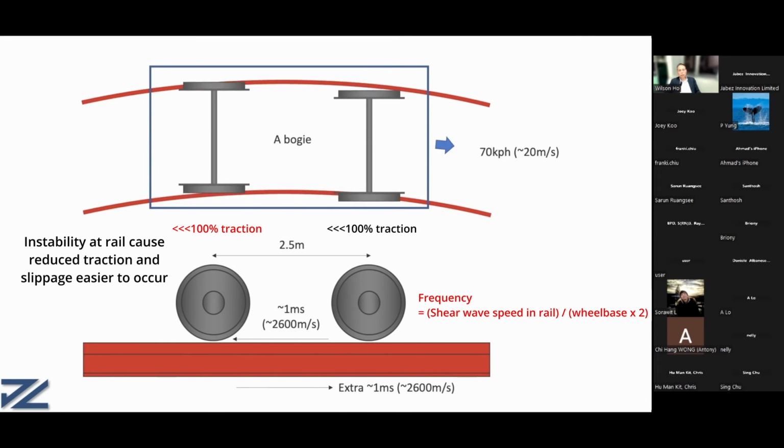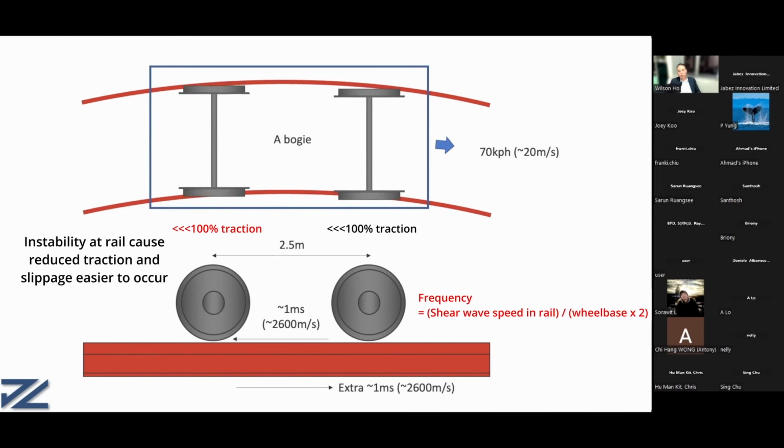In many cases, the wheelbase is around 2.5 meters, and the shear wave along the wheel travels at around 2,600 meters per second. So it takes around 1 millisecond to go from the front wheel, and then another 1 millisecond going back. When it comes back, the wheel has already moved 25 or 35 millimeters. So the wave goes there and comes back, goes there and comes back, and creates a repeated pattern.